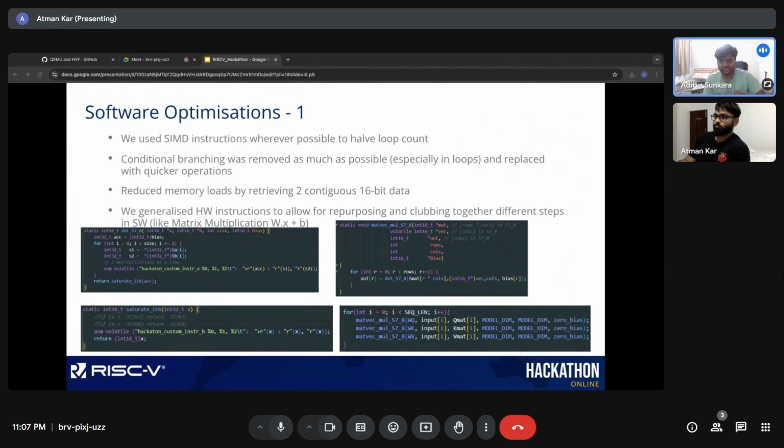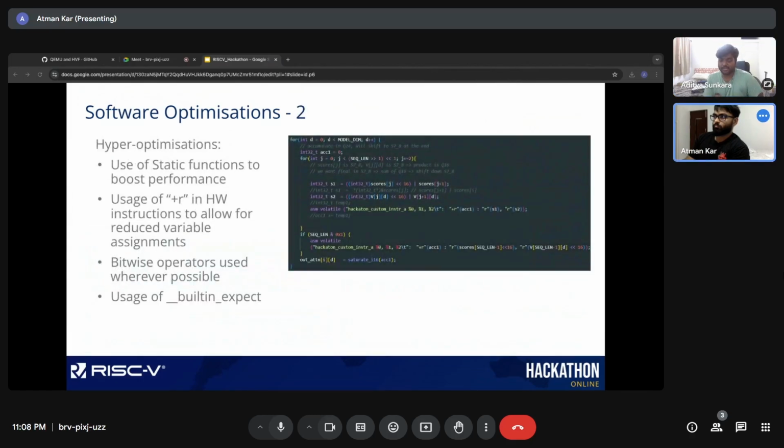We also generalized the hardware instructions to allow for repurposing and clubbing together different steps. For example, in the first picture that you see here in the dot product, we're able to club both the matrix multiplication and the addition of bias into one single instruction. We later reuse this multiplication plus bias instruction in another place in the code by adding zero in the bias part, thereby just doing a matrix multiplication. This allows us to save even more software cycles. After this, we came down to around 1,200-ish cycles.